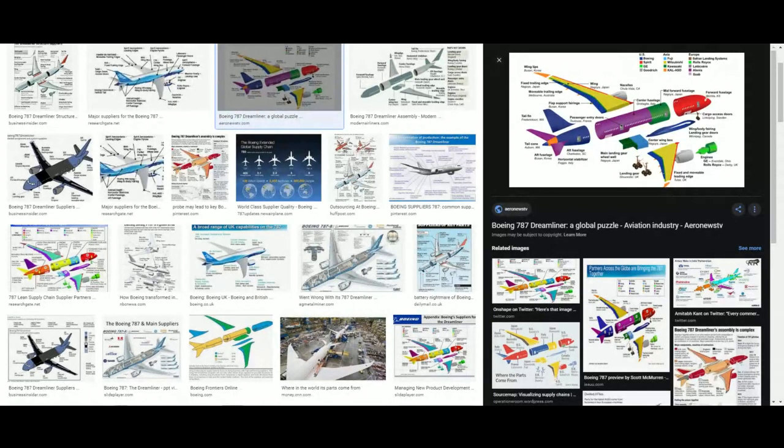I was trying to show you the other slide. It didn't pop up. But basically what I did is I went online and Googled Boeing 787 Dreamliner suppliers. And what I was trying to show you is, okay, I think you can see it.